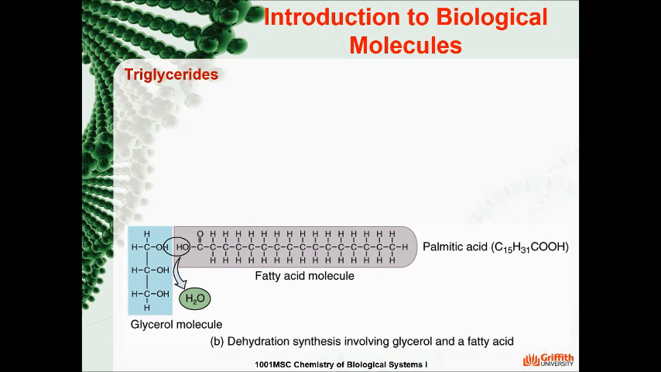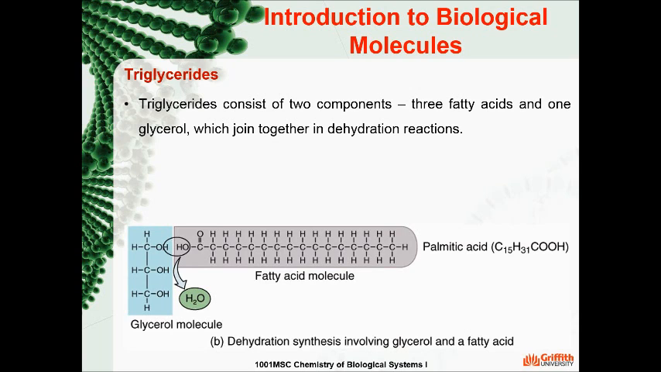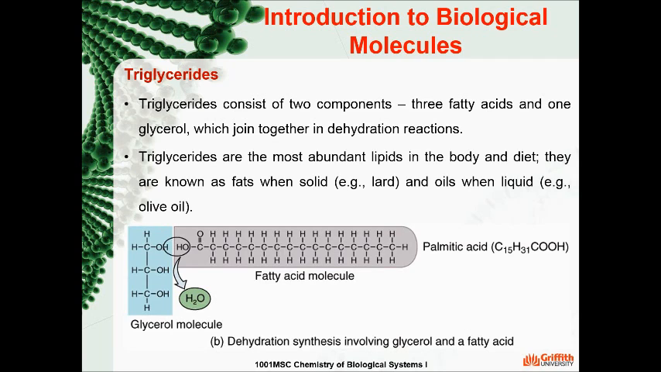When three fatty acids come together and bind to one molecule of glycerol through condensation, they form triglycerides. The linkage between the fatty acid and the glycerol is called an ester linkage. Triglycerides are fat storage in our body. They can be either solid like lard or liquid like olive oil. The saturation level of the fatty acid is the reason for that.